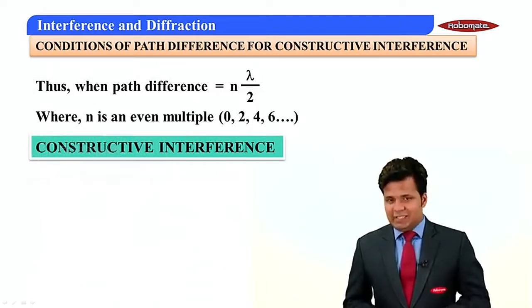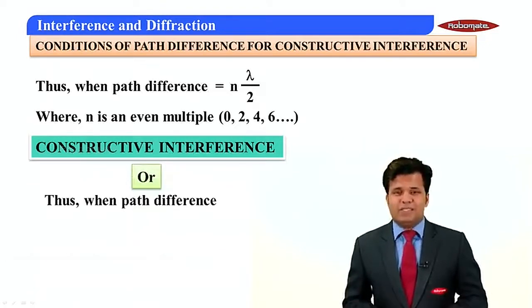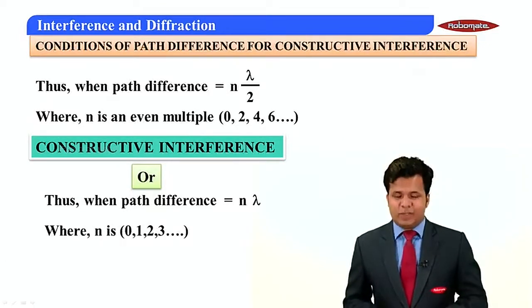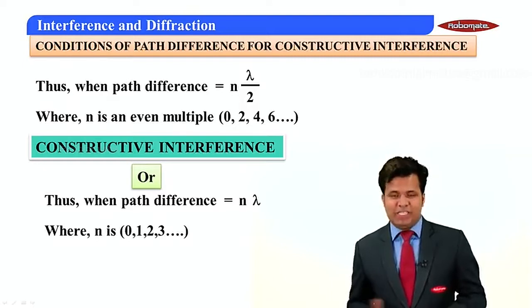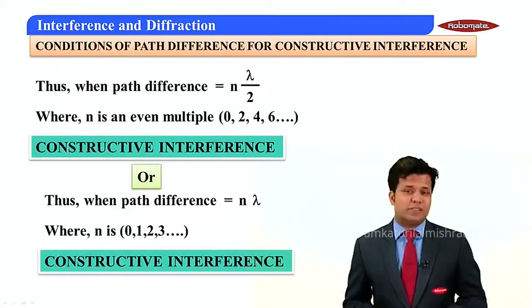And you can write the same thing in one more format, that whenever path difference is n lambda, where n stands for 0, 1, 2, 3, we are going to say that it's going to give me constructive interference.